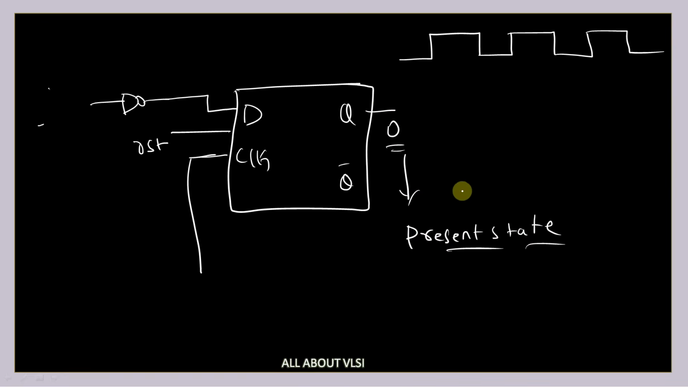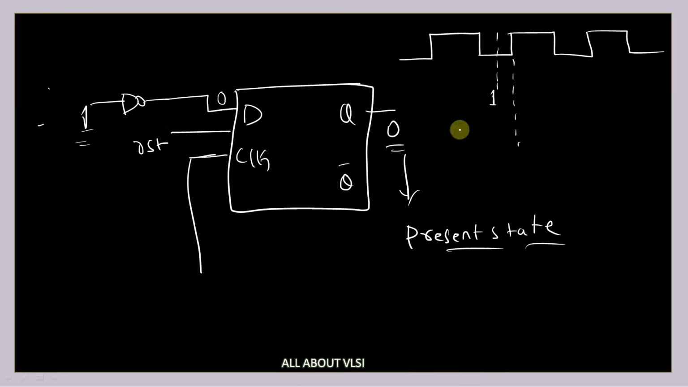Now, how are you going to decide your next state? Let's say you apply 1 at your input. Before the positive edge of the clock, you apply 1 here. So if you apply 1, then what is your next state? How is your next state going to be decided? If you give 1, then you get 0, and the output of this particular flip-flop is equal to 0.